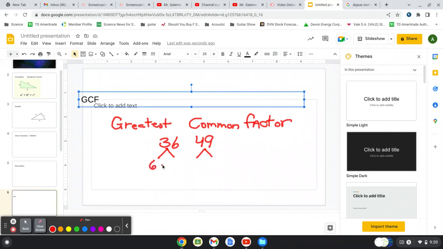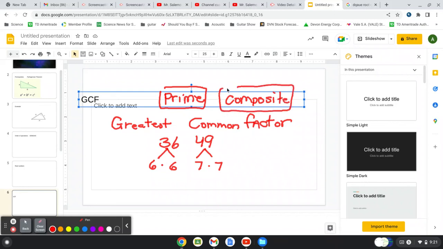Like 6 times 6 we know is 36. 7 times 7 is 49. And then circle it when you get a prime number. So you definitely need to know what prime numbers are. And again, you learn that probably in 6th grade. And composite. So prime numbers mean that you can only get that digit plus times 1, right? And that's the only way you can make that digit.